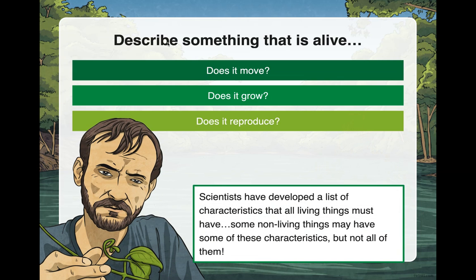So what the scientists have developed is a list of characteristics that all living things must have. If they check off all of this list, then we know it's a living thing. Sometimes non-living things may have some of these characteristics, but not all of them. Like the flame, it's not a living thing, but it does have some characteristics. We're going to go through that list. Make sure you copy down this square right here where it says scientists have developed a list. Copy that box in your notebook and put a little star next to it.